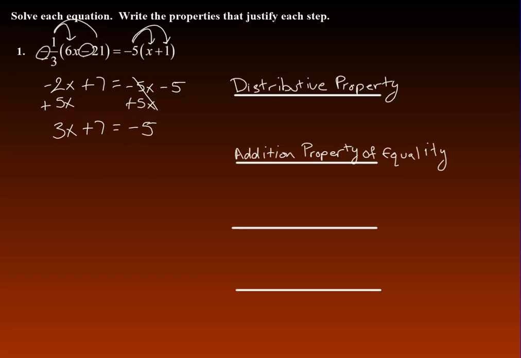Now we want to get the x again by itself, so we got to move this positive 7 to the other side by subtracting 7. So we get 3x, the 7's cancel, negative 5 and negative 7 have the same sign, so we're going to add the two numbers and keep the sign. And so this time we use the subtraction property. So again, that was the subtraction property of equality.